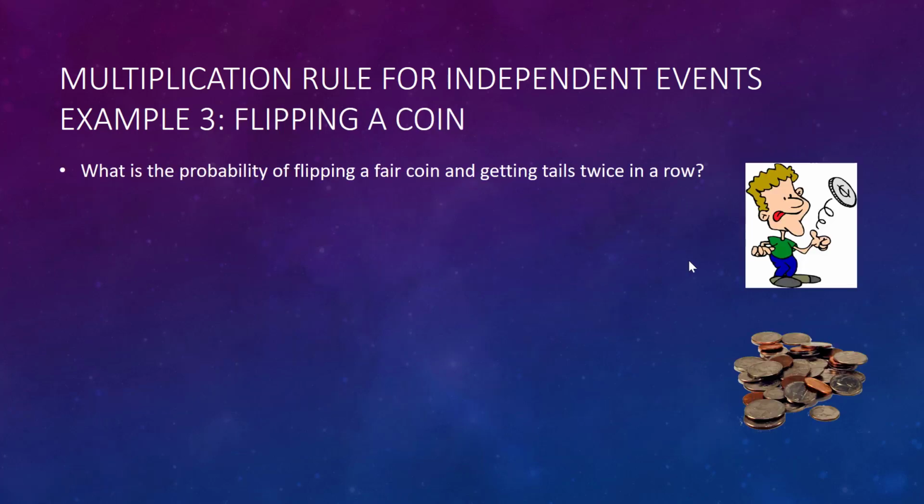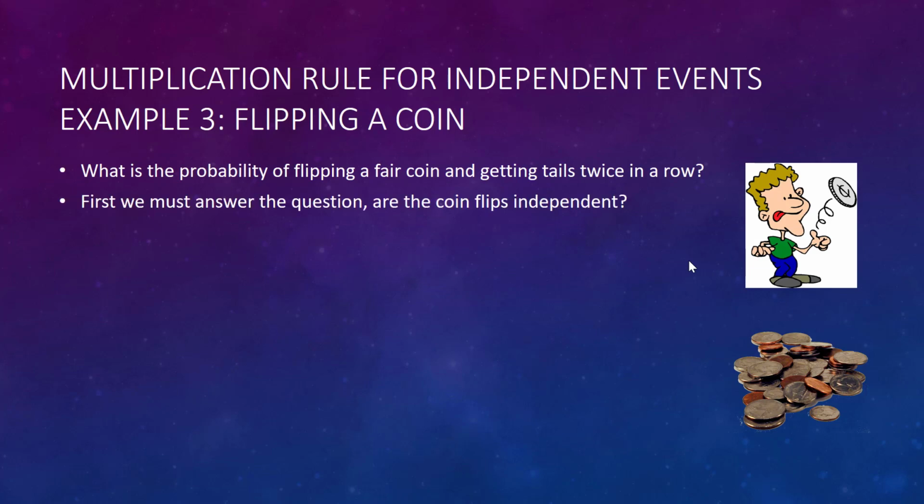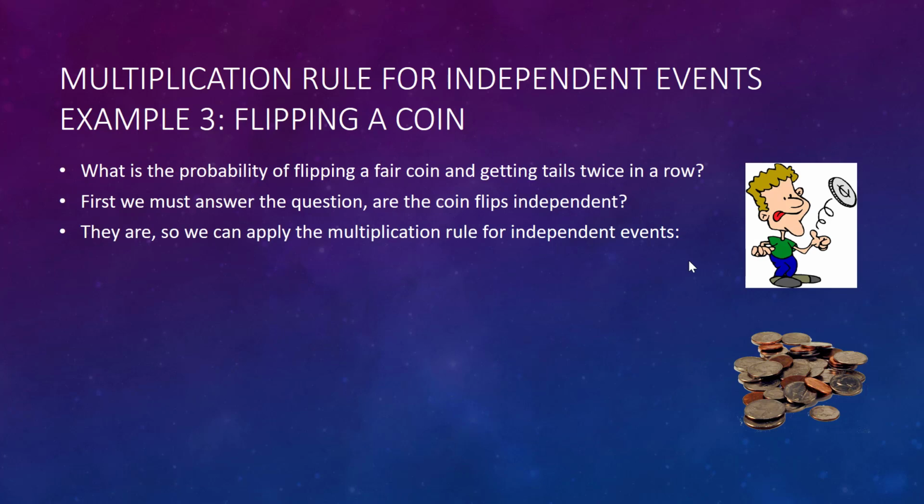What is the probability of flipping a fair coin and getting tails twice in a row? First, we must answer the question, are the coin flips independent? They are, so we can apply the multiplication rule for independent events. The multiplication rule for independent events states that the probability of event A and then B happening is equal to the probability of event A happening times the probability of event B happening.